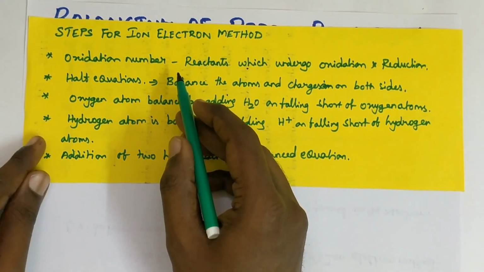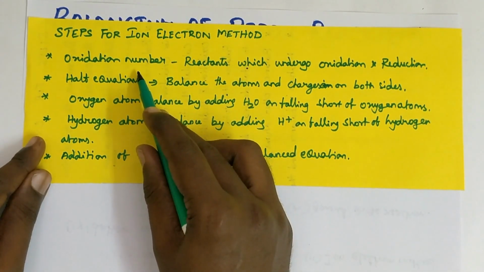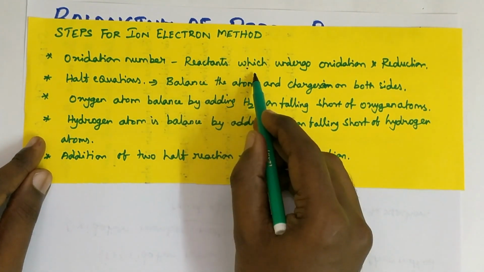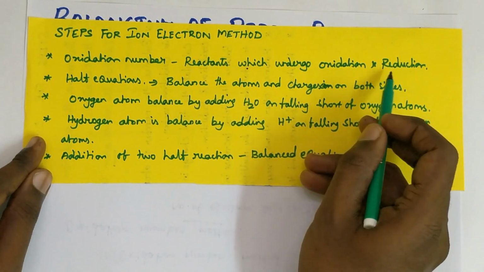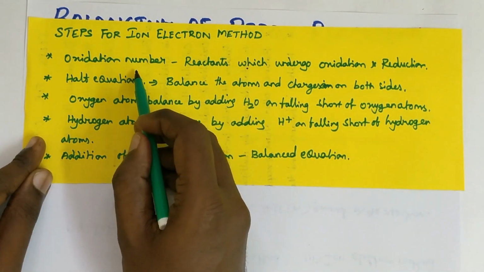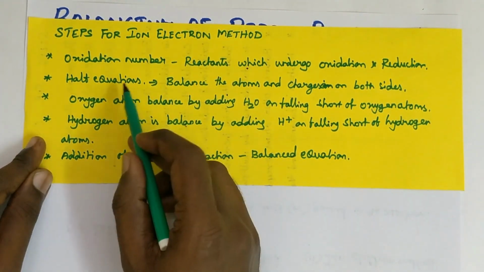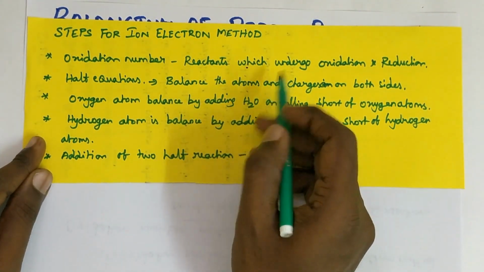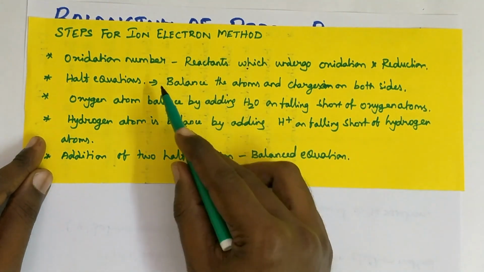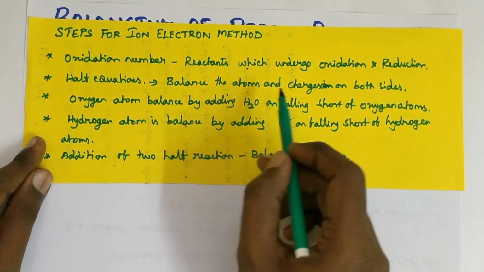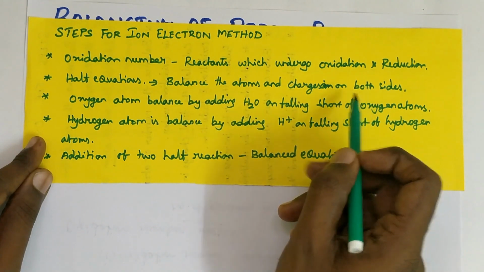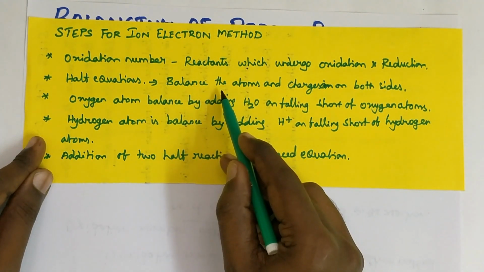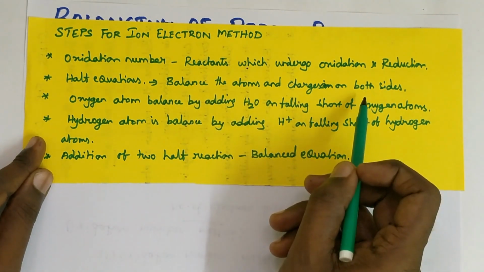Steps for the ion electron method. First step, as usual, using oxidation number, we find out the reactants which undergo oxidation and reduction. We already know how to do this. The second step is half equations. You have to split the reaction into two half equations, and then balance the atoms and charges on both sides.